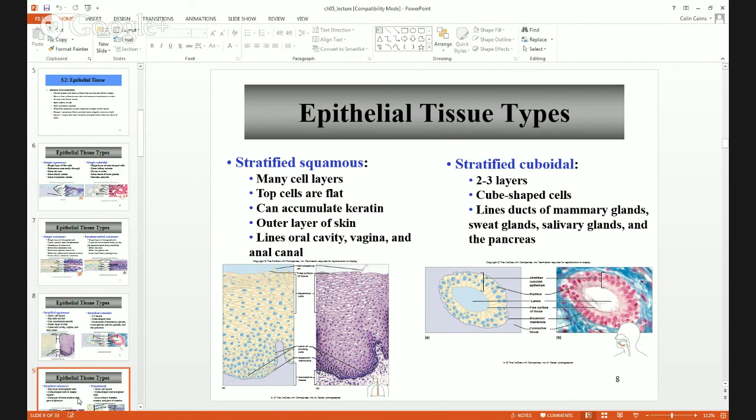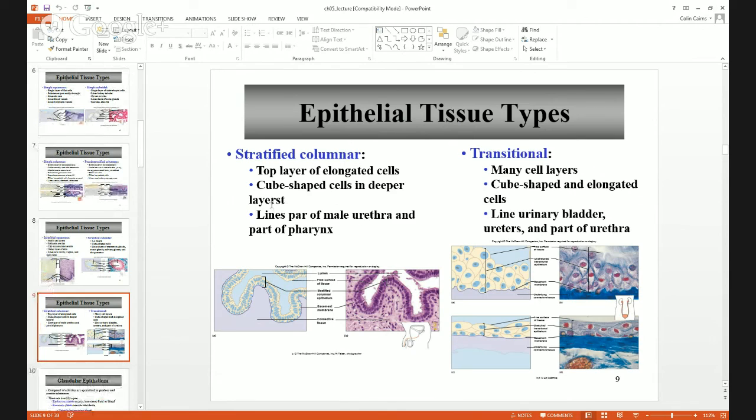We also have stratified columnar. That's the top layer of elongated cells. There's cube-shaped cells in the deeper layers, and they line parts of the male urethra and part of the pharynx. Transitional cells are many cell layers that are cube-shaped and elongated, and they can be stretched. They line the urinary bladder, ureters, and part of the urethra.